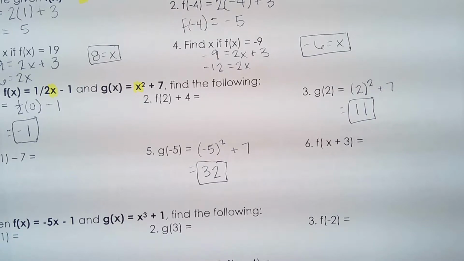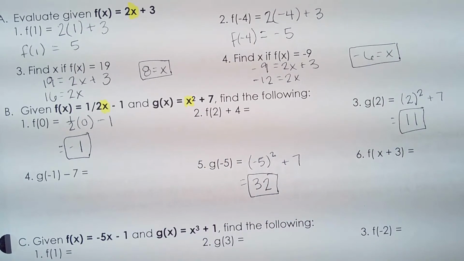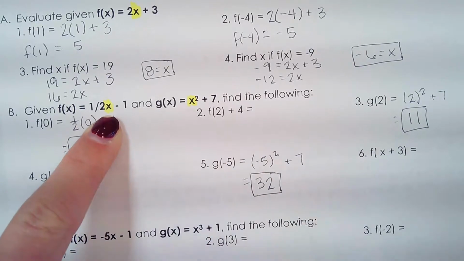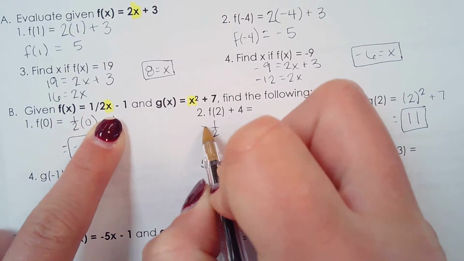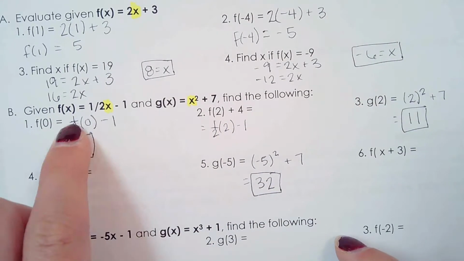So we'll do number 2 because it's a little bit different. So for number 2, it says f of 2 plus 4. So we're going to find what f of 2 is, and then what do you think we're going to do to our answer? Well, add it by 4. We go plus 4 to it. Exactly. So we need to find f of 2 first. So we're going to be using our f function, and what are we plugging in place of x? 2. So we'll have 1/2 times 2 minus 1. That's our f function, yes?